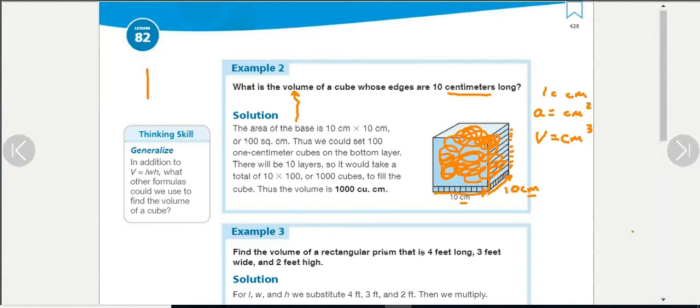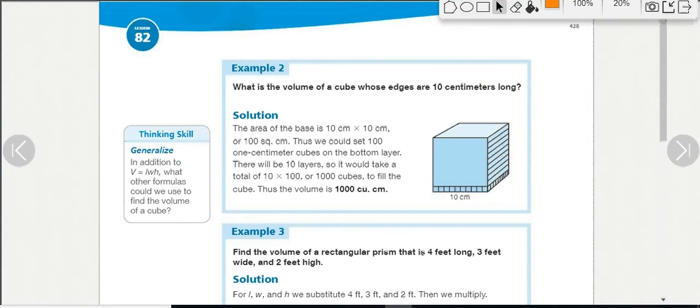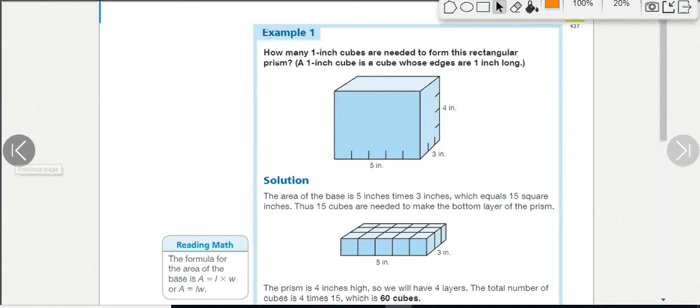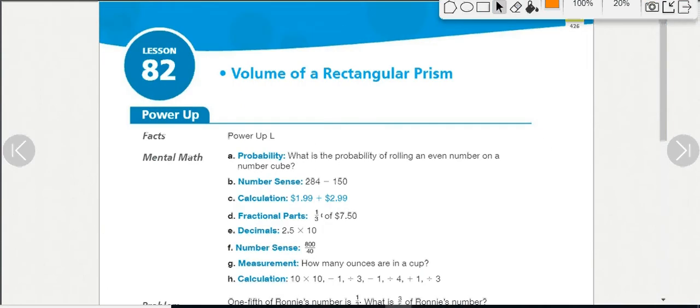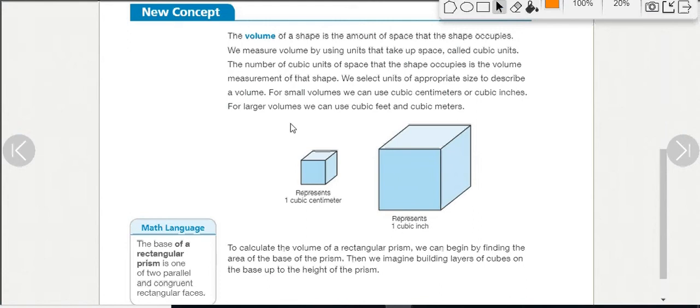So instead of just this or just this, now we're going out into another dimension. That's a pyramid that's sticking out in a weird direction. Okay, that's the basics. Let's see how they describe this. Lesson 82, volume of a rectangular prism. Just the cube is what a rectangular prism is. You don't have to do cones or spheres or anything like that. Just the most basic 3-dimensional figure is the prism, the cubic prism, the rectangular prism.